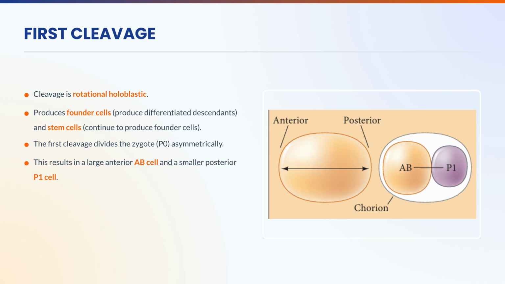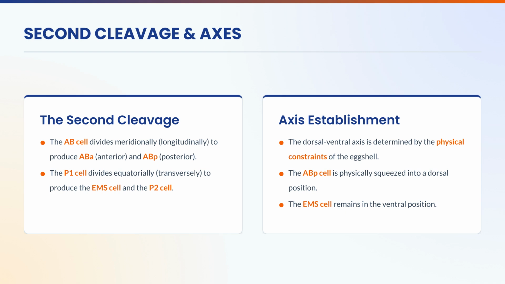Cleavage is rotational holoblastic. The first asymmetrical cleavage of the P0 zygote produces a large anterior AB cell, which is a founder cell, and a smaller posterior P1 cell, which retains stem cell characteristics. During the second cleavage, the AB cell divides meridionally into ABA and ABP. The P1 cell divides equatorially into the EMS and P2 cells.